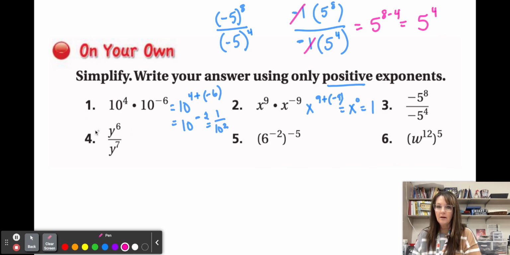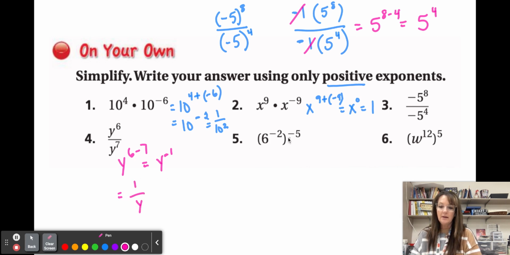Okay, on to this one. Well, it's division. So we're going to subtract. We have 6 y's in the numerator, and we're going to subtract 7 of them. But obviously, we're going to run out of space because we take the numerator minus the denominator. So we're going to get y to the -1. So that's going to be equal to 1 over y.